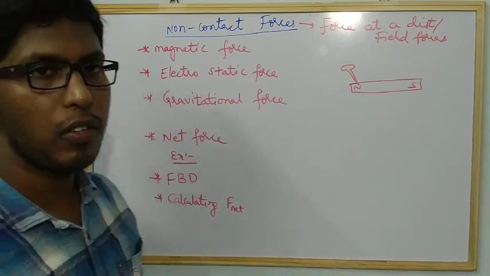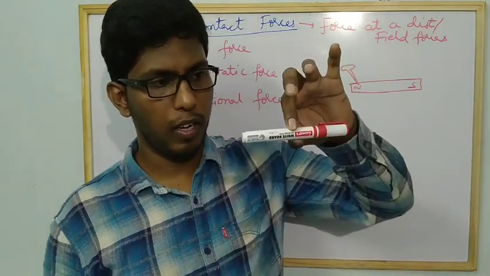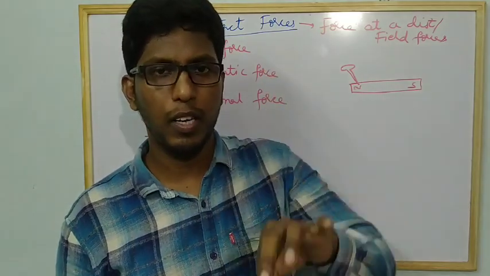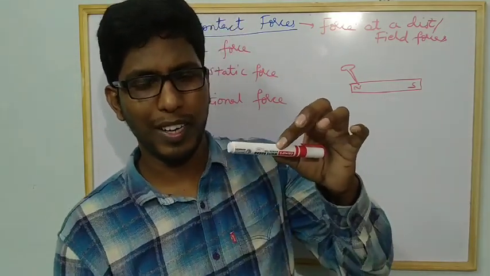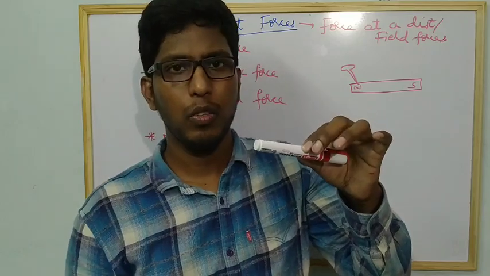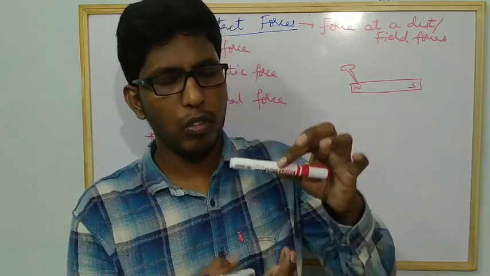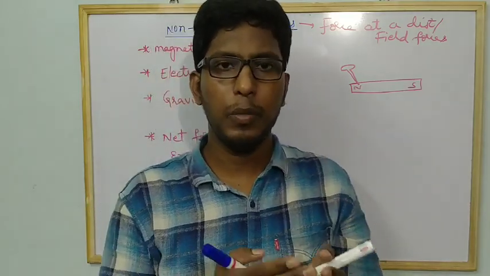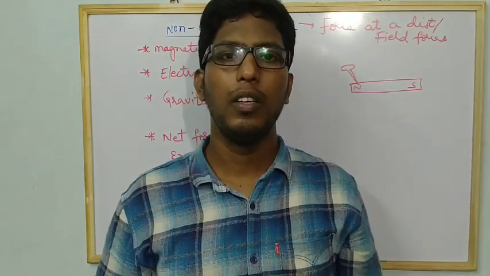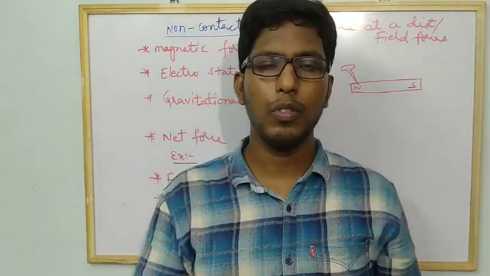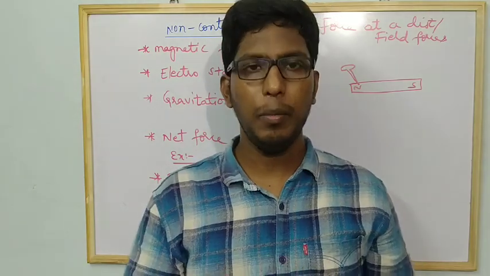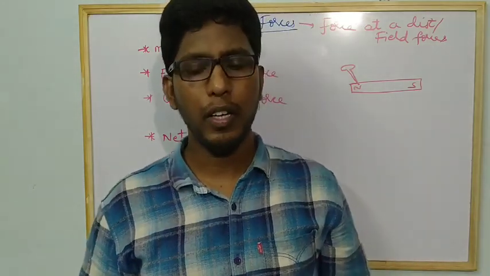Now coming to the gravitational force. If I release the pen, what happens? Definitely it will fall down. Here also, the pen was attracted by the Earth's gravity. That is gravitational force, and this is also a non-contact force. The objects which are attracted towards the Earth, towards the ground, experience the gravitational force. So all these are different types of non-contact forces.